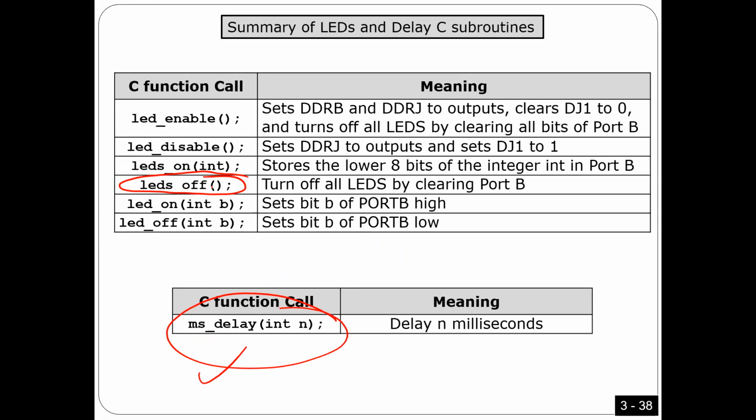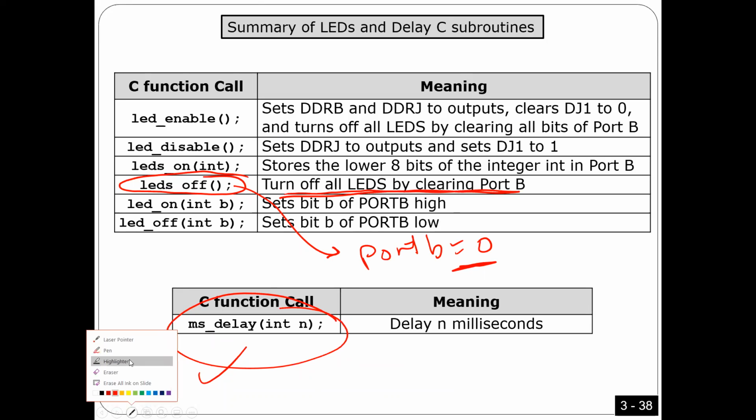This is an easy one. So here, I have also this function, LEDs off. This function actually is going to turn off all the LEDs. So this function is equivalent to when I say port B equals 0, because this one is going to put 0 on port B. Okay, guys. We have another function I didn't teach. I can teach it now.